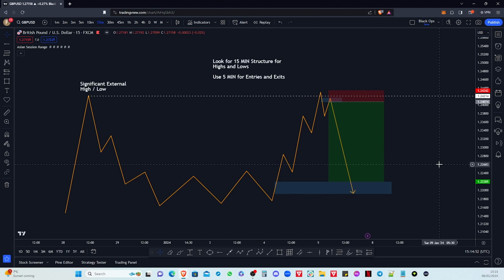So what I'm going to do now is show you two examples from recent price action of how and when to use this strategy.